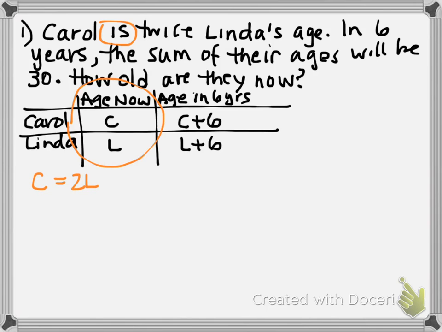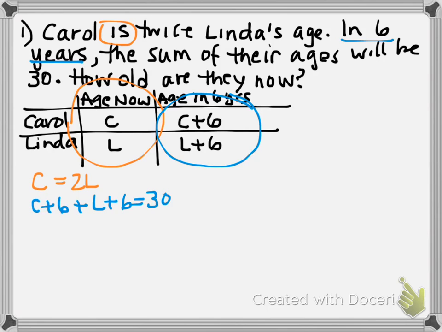So because we're now switching gears and talking about the future ages, we're now going to use those definitions to help us come up with their ages. So it says in 6 years, the sum of their ages will be 30. How do I translate that? There's a lot of pluses going on there. Absolutely. That's it. I just take their future ages, add them together, and it says that will be equal to 30.